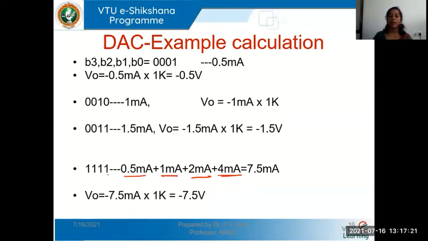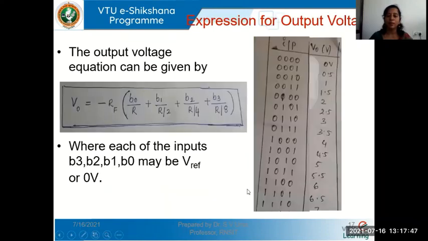And if I want the condition for the digital input with all ones, you just sum up all these 4 currents. You'll get the total current, and multiply that total current with RF. You'll get the final output, or the full scale output voltage for the maximum value of digital input, which turns out to be minus 7.5 volts. So you can see this is listed as a table.